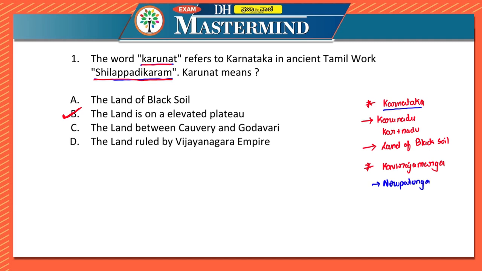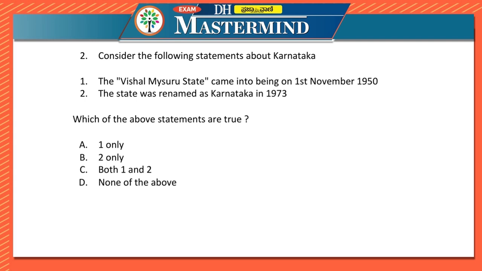So I hope you have understood till here. Let us move on to the next question. Consider the following statements about Karnataka. First statement says that the Vishal Mysuru state came into being on 1st November 1950, and the state was renamed as Karnataka from Mysuru in 1973. Which of the above statements are true? Here the answer is B. Only the statement which says the state was renamed as Karnataka, it was renamed in 1973.